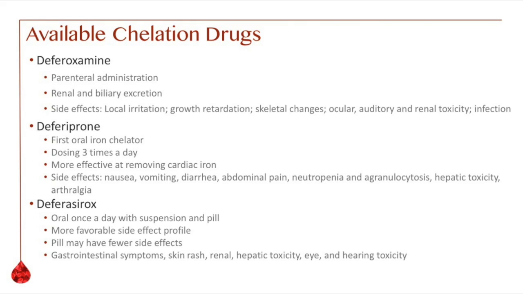Deferiprone was the first oral iron chelator. Pills are usually given 3 times a day. It may be more effective in removing cardiac iron. Side effects include nausea, vomiting, diarrhea, abdominal pain, neutropenia, and agranulocytosis. Hepatic toxicity and arthralgia also occur.